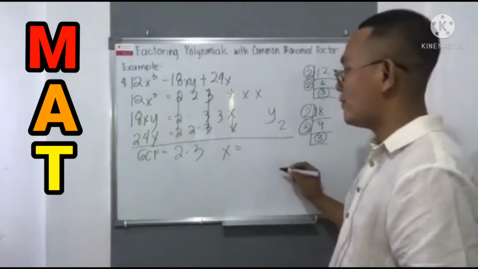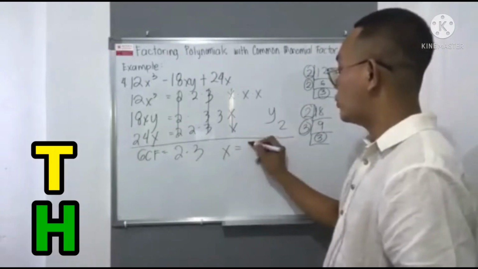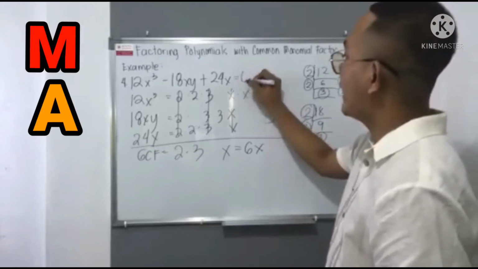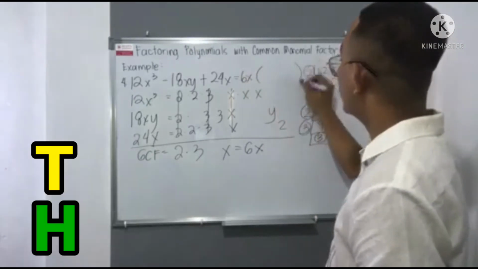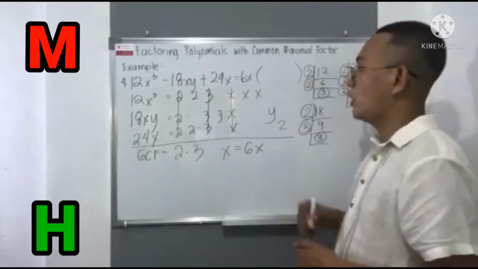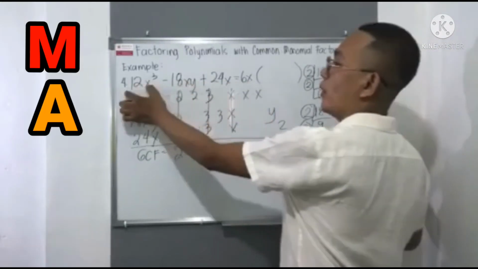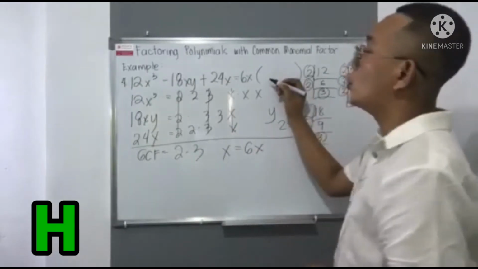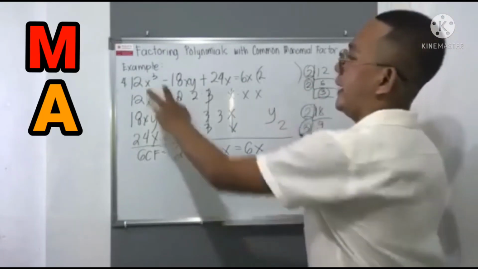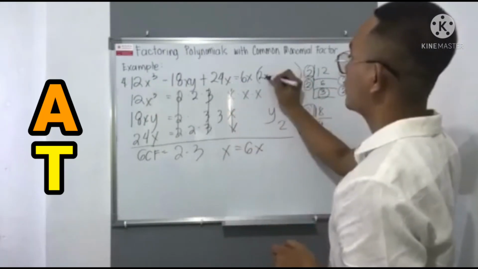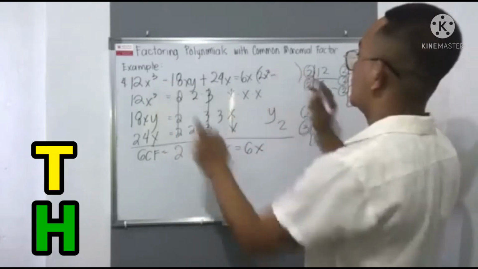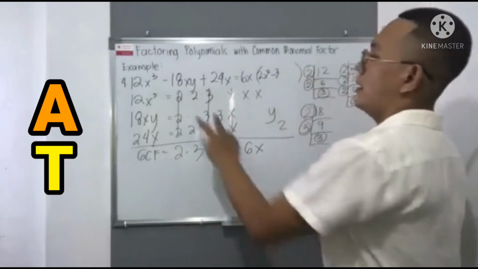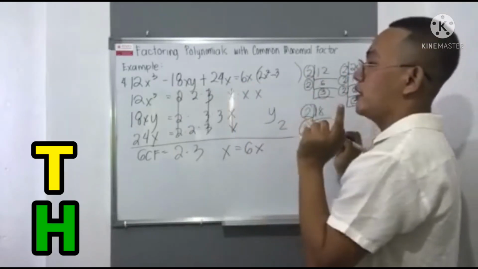So, ang GCF niya ay 2 times 3 is equals to 6, and then x. So, ang outer factor natin ay 6x. Now, what is the other factor? So, 12x cubed divide natin sa 6x. 12 divide 6 equals to 2. And then, x cubed divide sa x equals to x squared. Minus, 18 divide 6 is 3. And then, x divide x is 1.